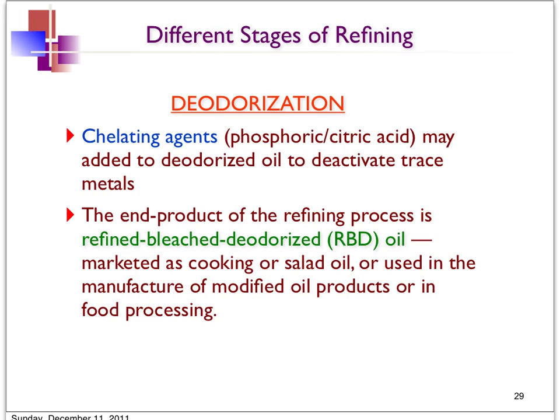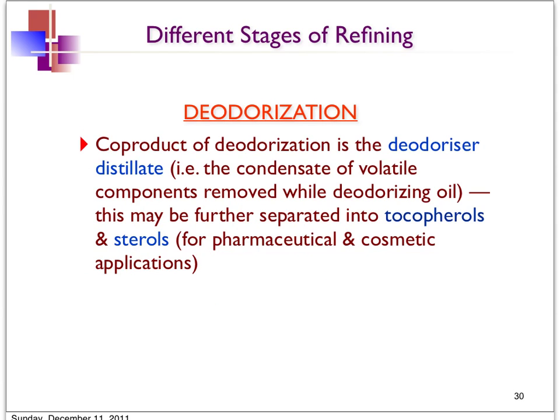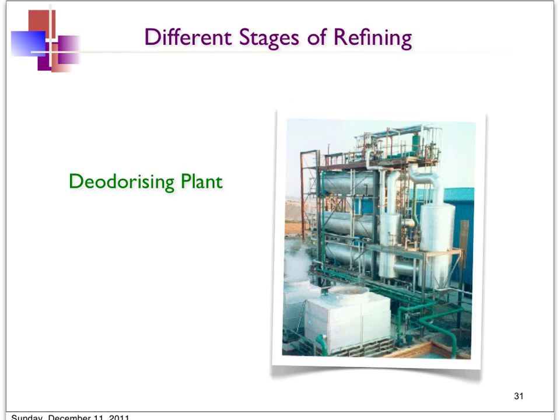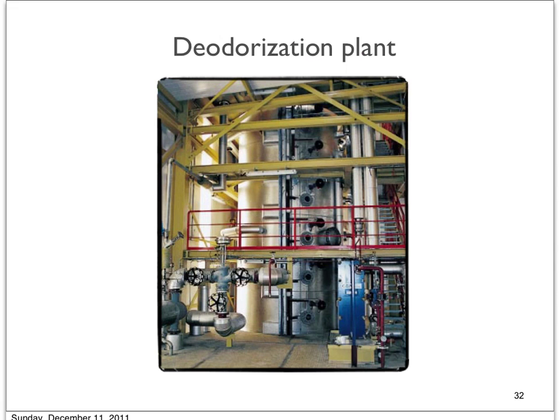of oil products. And the volatile components during the deodorization process are removed as condensate, and this actually contains various compounds, and this is called deodorizer distillate, and this can be further separated into tocopherol and sterols for various applications in pharmaceutical and cosmetic applications. Okay, in this slide, it just shows a picture of the deodorizing plant, and another one here showing the deodorizing plant from inside the factory.